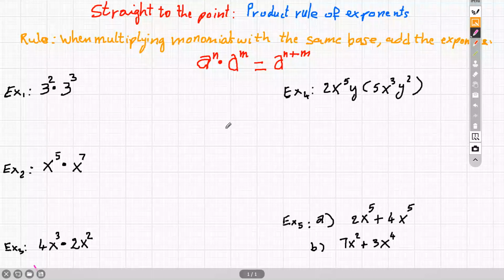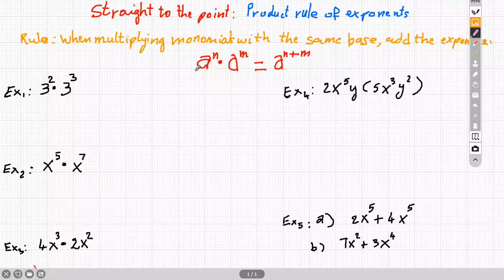So I have 5 examples here, actually 4 examples, and the fifth one is a non-example, right? So let's get started.